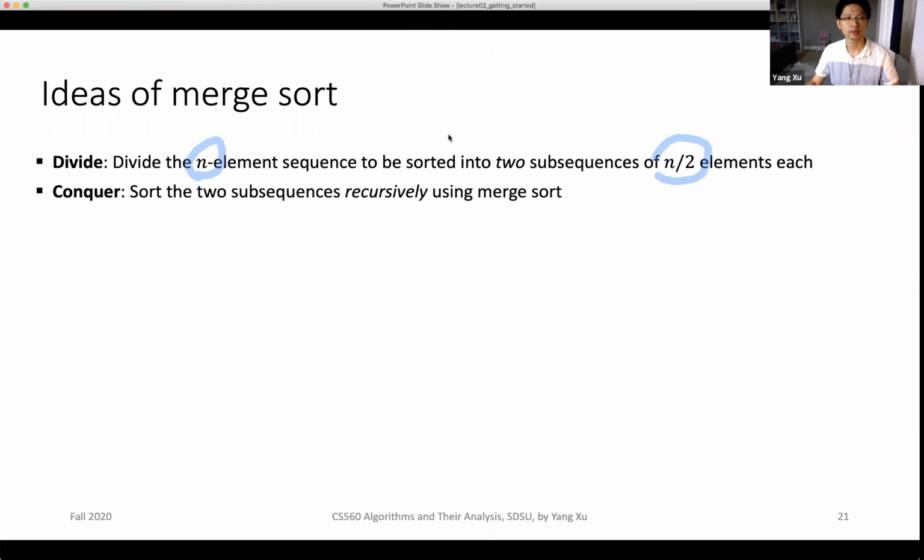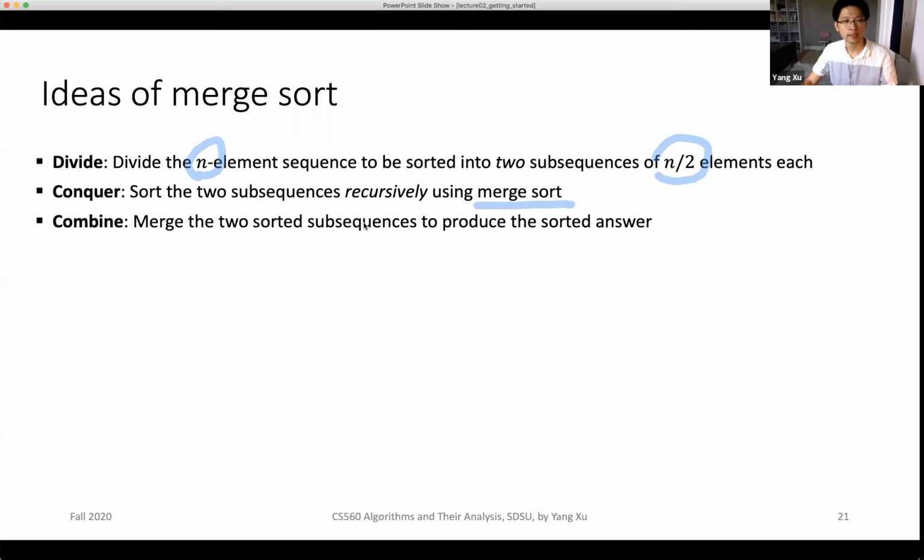So that's divide and conquer. Conquer means we solve the two subsequences recursively using the merge sort algorithm that we are defining right now. This is a typical recursive thinking. We are in the process of defining an algorithm, and we call the algorithm itself. So this is very typical recursive thought. Anyway, that's the conquer step.